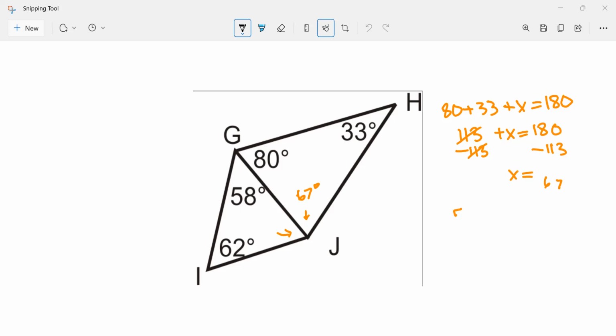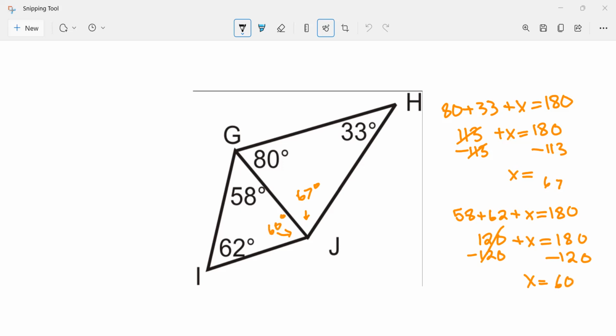So we're going to do 58 plus 62 plus x equals 180. 58 plus 62 is 120 plus x equals 180. We subtract 120 from both sides and we get x equals 60. So this is 60 degrees. Now we're going to erase this so we have room for our other work.